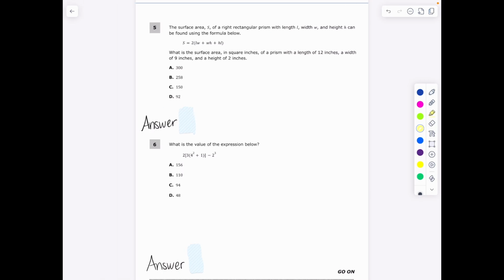Let's start with 5 and 6. The answers are A and C. And I'm going to jump into A, which is a surface area problem, where we're trying to find the surface area, the area of every single side, and they're giving us the formula. 2 times the area of the length and width, the width and height, and the height and length. And they're giving us all of those dimensions. So they're giving us the length, the width, and the height.